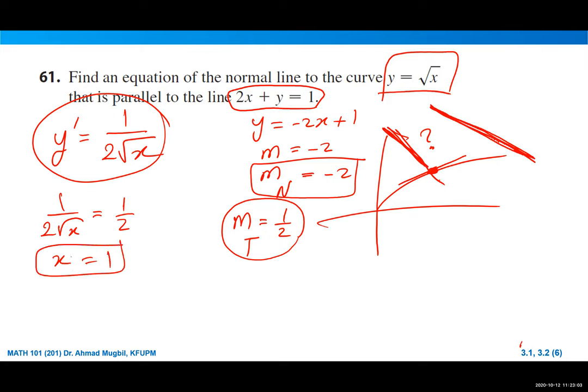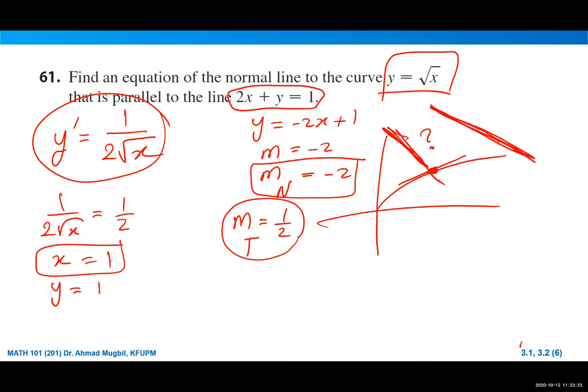So now I got the x coordinate of the tangency point. So x equals one, which is a equals one here. I need to find f of a. Don't use this line, use the curve. What is f of a? If x is one, what will be y? One. Now I have x, I have y.